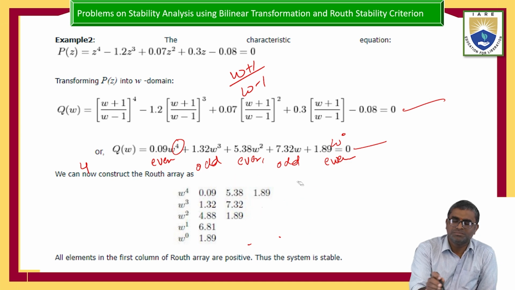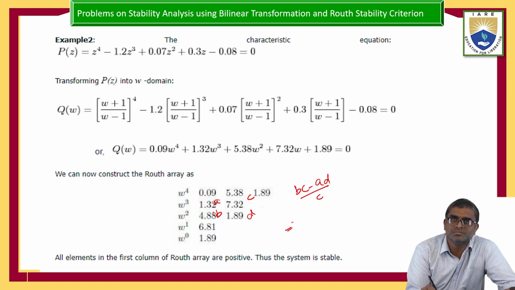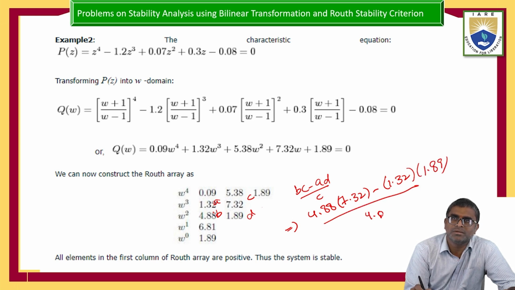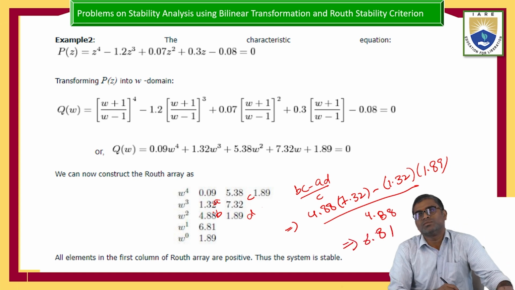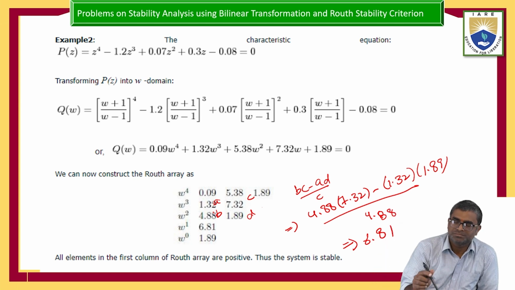Next, again take A, B, C, D. BC minus AD by C: 4.88 into 7.32 minus 1.32 into 1.89, divided by 4.88. So we have got 6.81. Okay, the next term is not there.